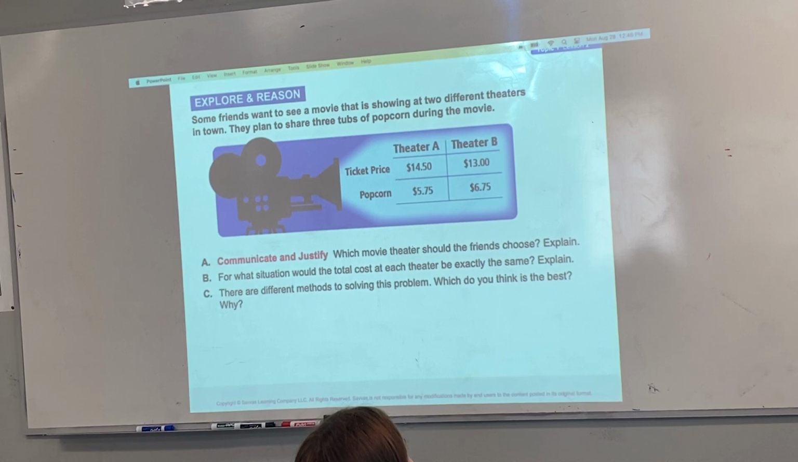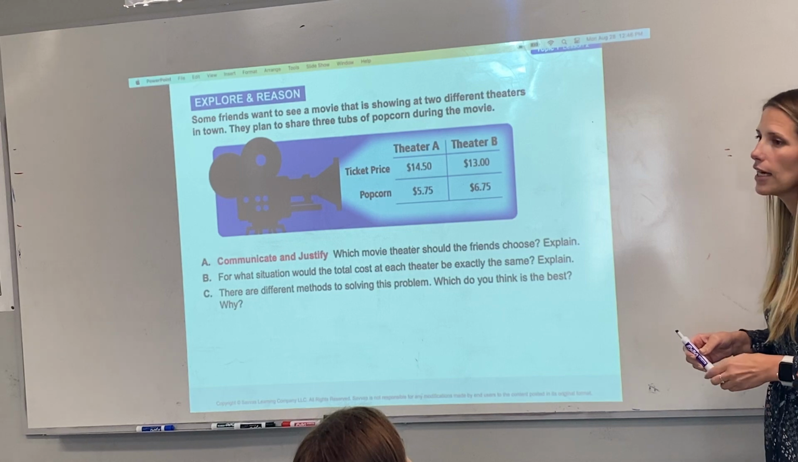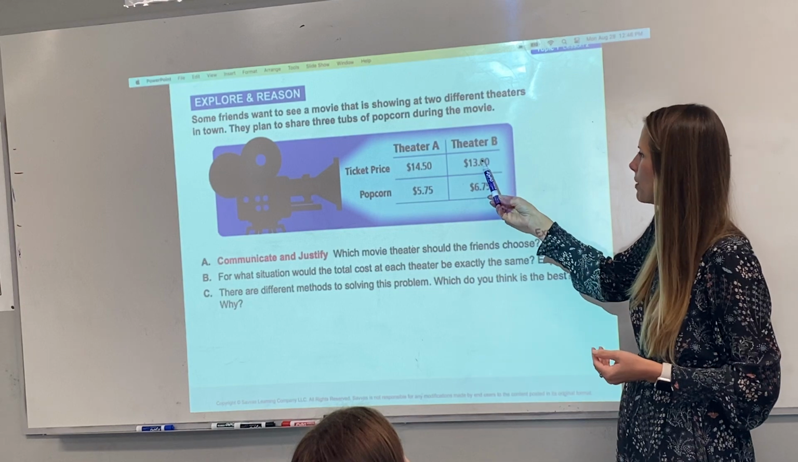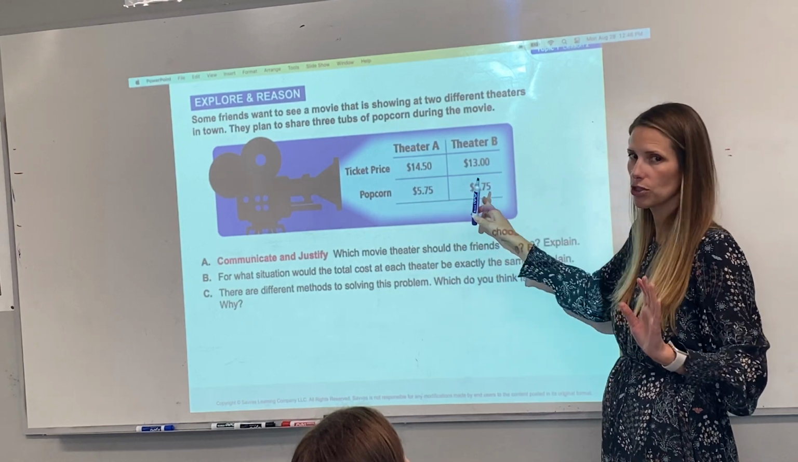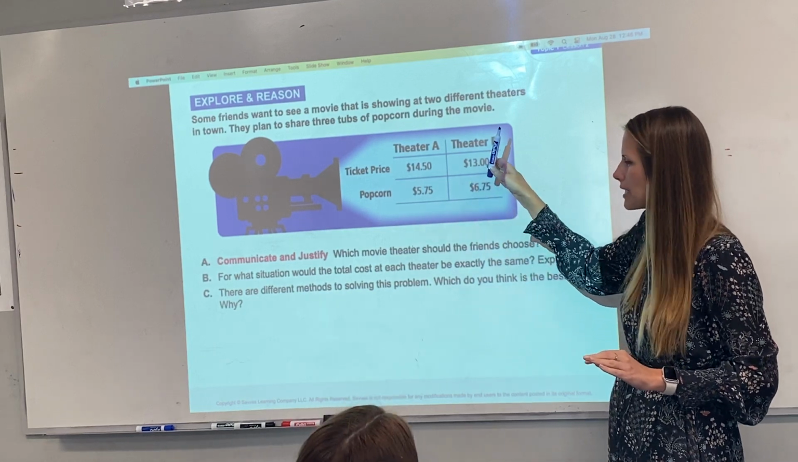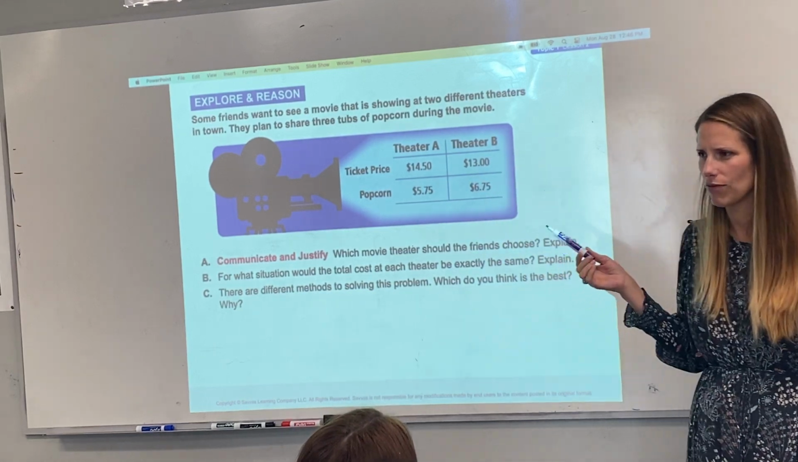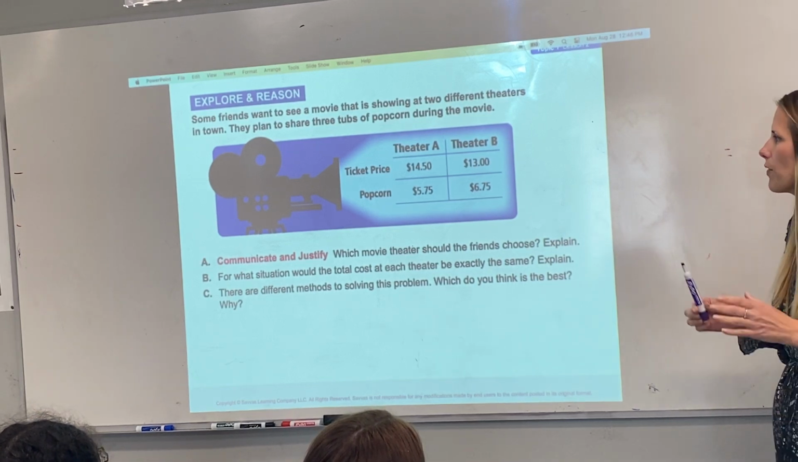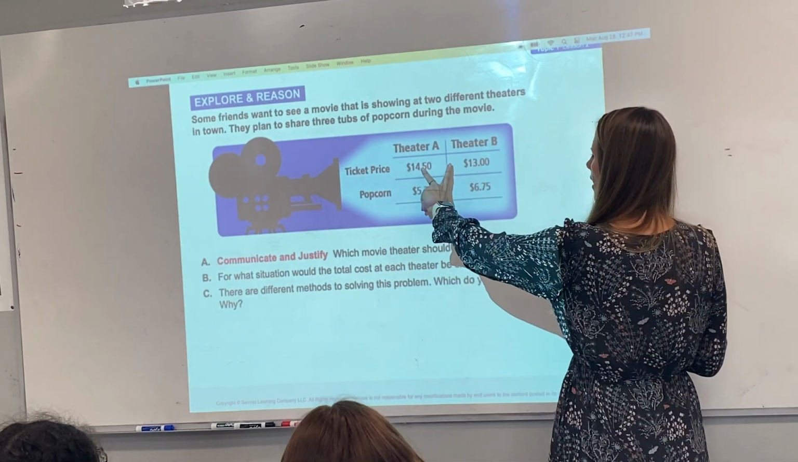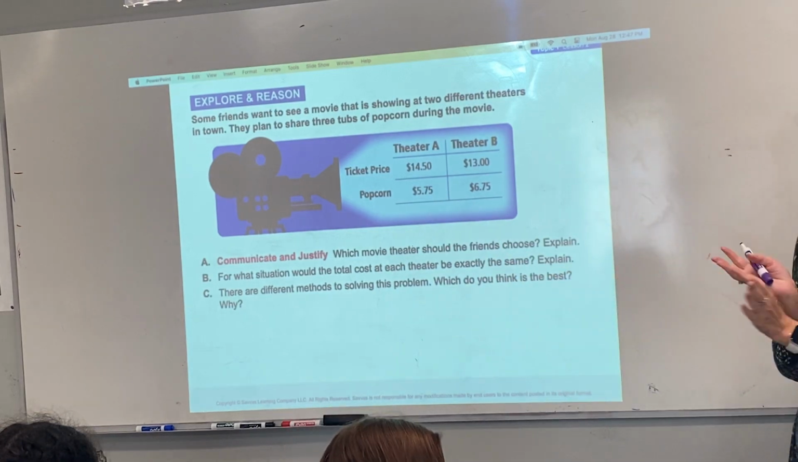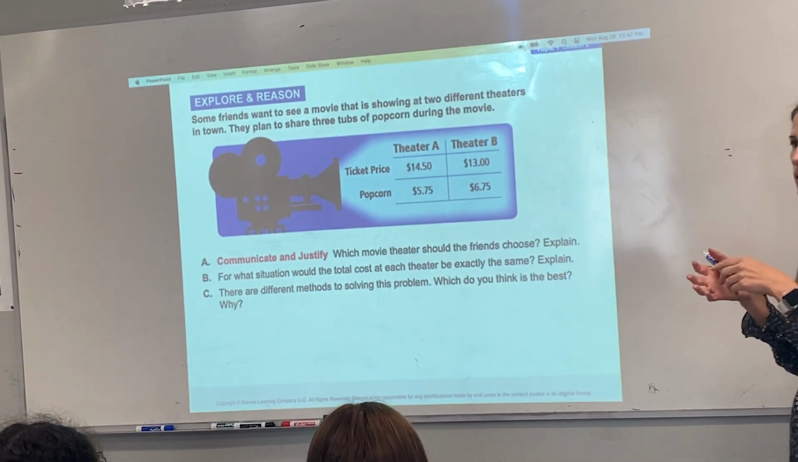Tell me why it'd be easier to solve. Exactly. If both the movie price for theater B and the popcorn price were switched, then the ticket price and the popcorn would be cheaper, so you wouldn't even have to do any real math. You would just be like, well, just go to theater B because it's so much cheaper. So in this case, the ticket price in theater A is more expensive, but the popcorn is cheaper. So we're going to have to try to figure things out.